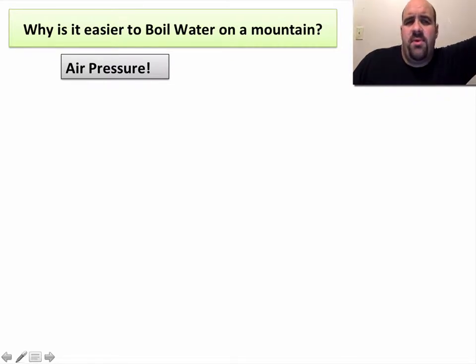Hi, this is Mr. Spone here, and in this slide we're going to ask the question of why is it easier to boil water on a mountain. We're going to look at temperature during phase changes, and we're really going to look at the polarity of water in general, the nature of a water molecule. Why can you fit so many drops of water on a penny, and so on. What is surface tension, etc.